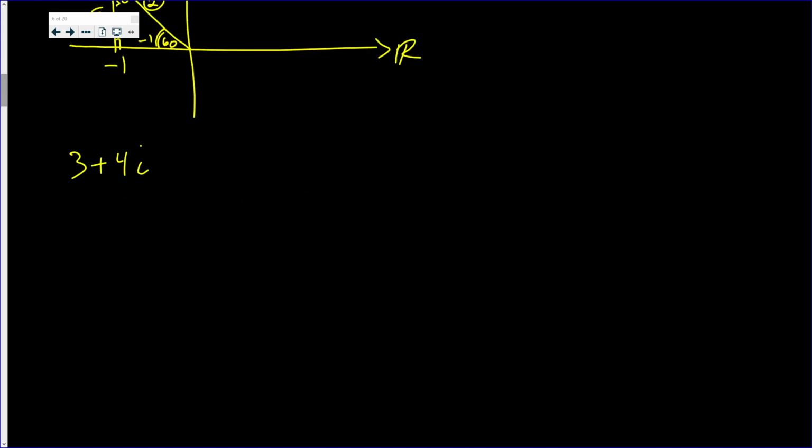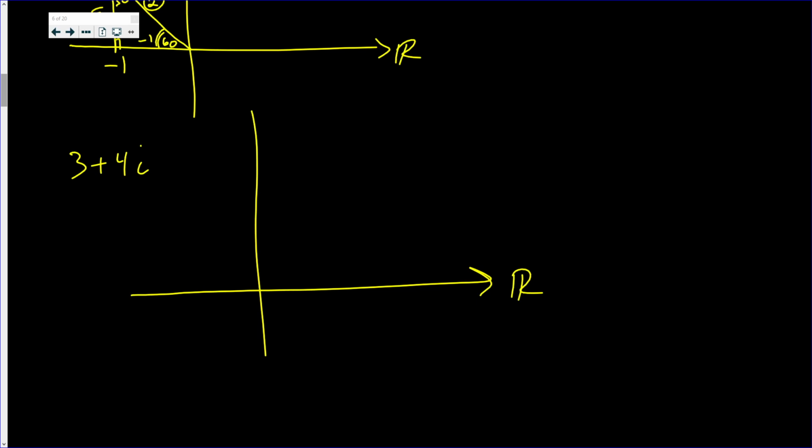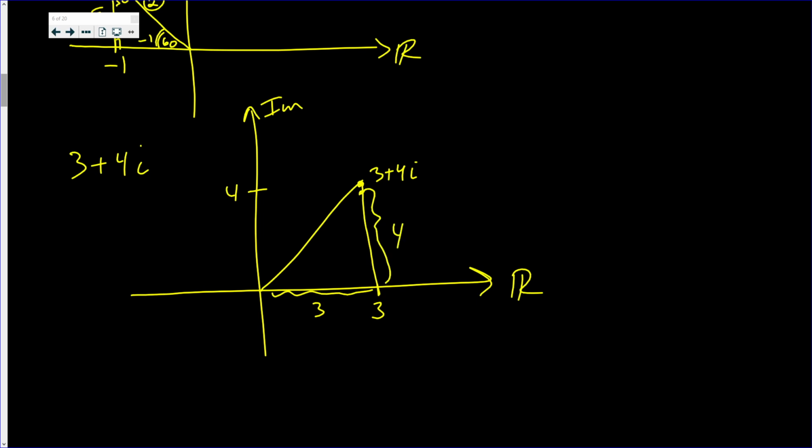Suppose you wanted to do the same thing to 3 plus 4i. Real axis, imaginary axis, 3 on the real, 4 on the imaginary, right there. Right here is 3 plus 4i. This distance is 3. This distance is 4.